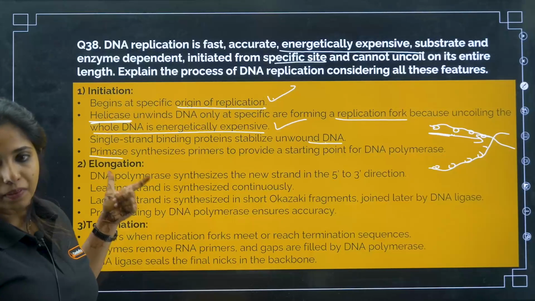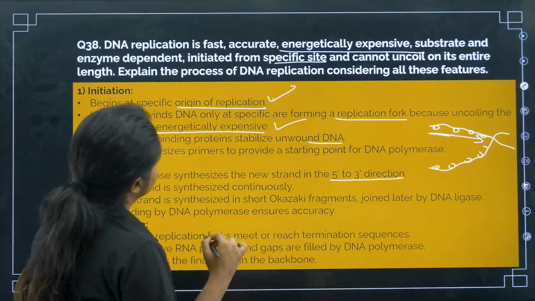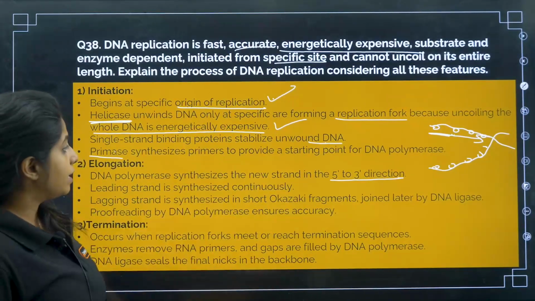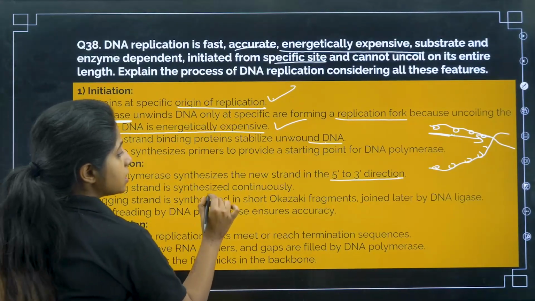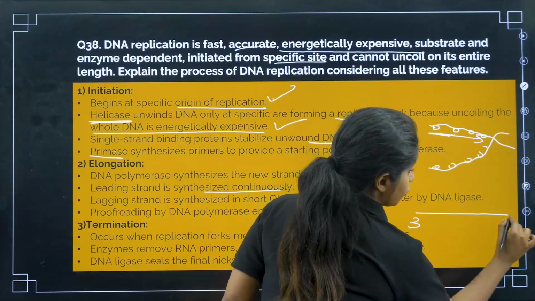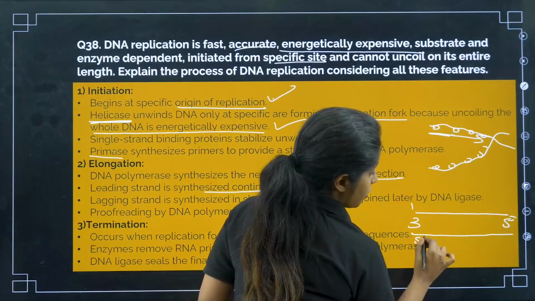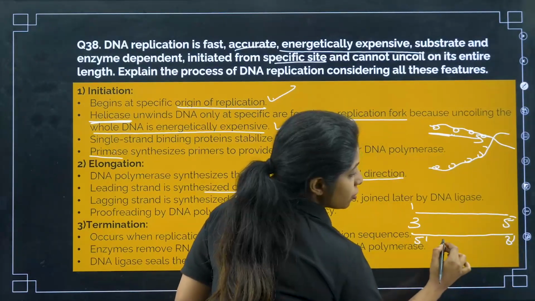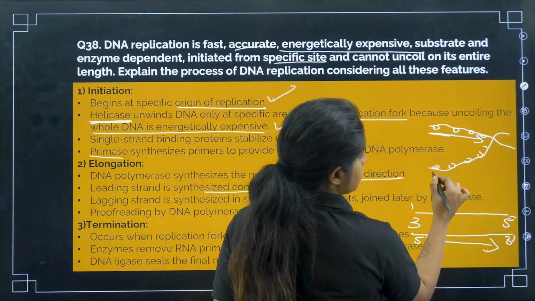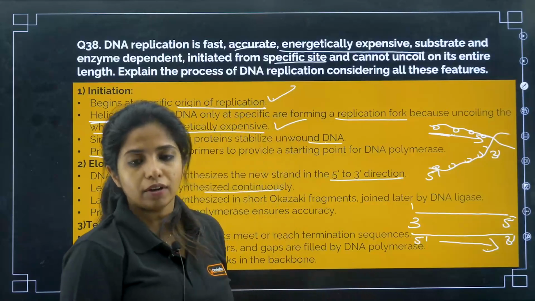Now elongation. DNA polymerase synthesizes the new strand in 5' to 3' direction. It is accurate, it is fast. Leading strand is synthesized continuously. That means in the strand which is in 3' to 5' direction, the DNA synthesis happens really fast because DNA polymerase works in 5' to 3' direction. But in the other strand, which is on the opposite side, 5' to 3', the things would be quite different, my dear children.